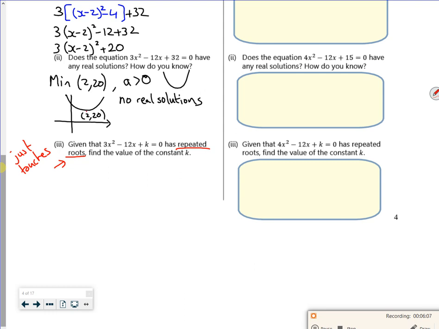So the bottom of my graph is at (2, 20). And what I want is the bottom of this graph at (2, 0). So I want the vertex to be transformed, moved down by 20. So I'm going to move it down by 20. I'm going to take 20 off all my y values. So I'm going to translate it or move it down.